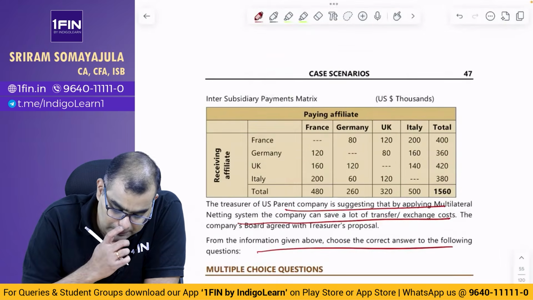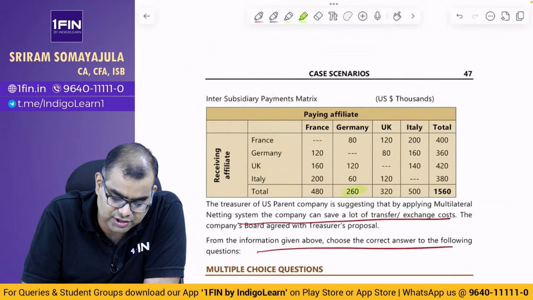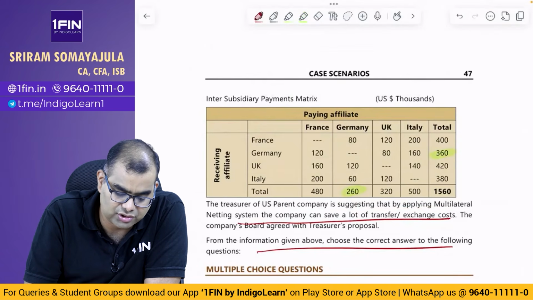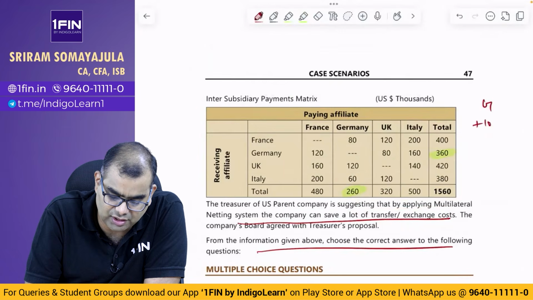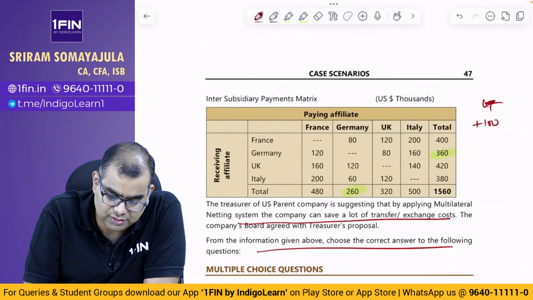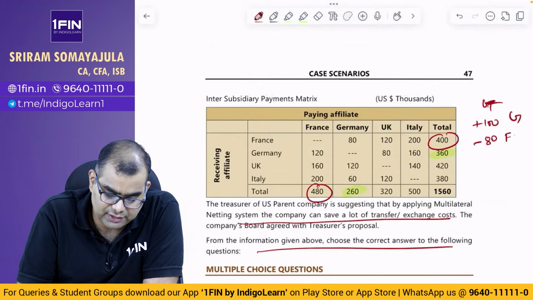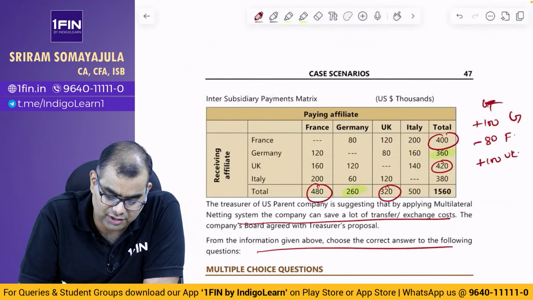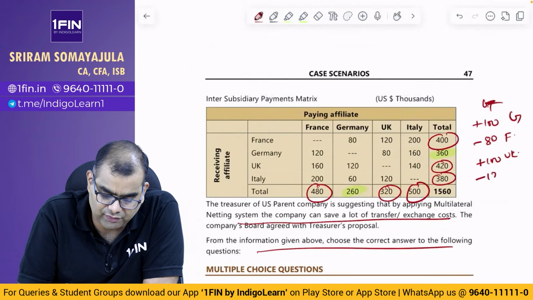So you see what happens. Germany has to pay 260 and Germany has to receive 360. So Germany has to receive 100,000. Then we look at France. France has to receive 400. France has to pay 80. So minus 80 for France. Then UK has to pay 320. UK has to receive 420. So UK will receive 100. Then Italy has to pay 500. Italy has to receive 380. Okay, so Italy has to pay 120.